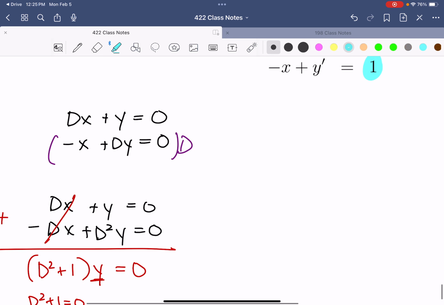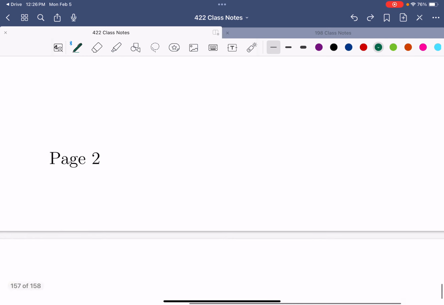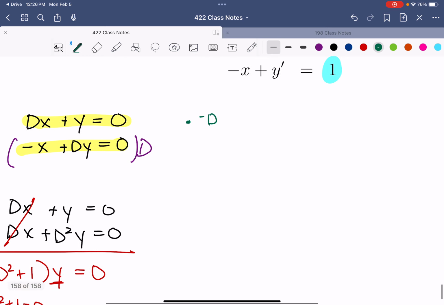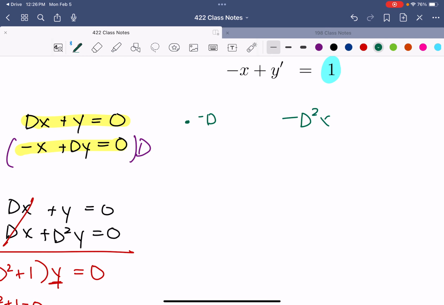So from this initial set of equations here, instead of multiplying the second one by D, I'm going to multiply the top one by negative D. Sorry, friends. We're going to multiply by negative D. That'll get rid of my y. Okay, so that's going to give us negative D squared x minus Dy equals 0 for the top equation. The bottom equation we're going to leave as is, so negative x plus Dy equals 0.